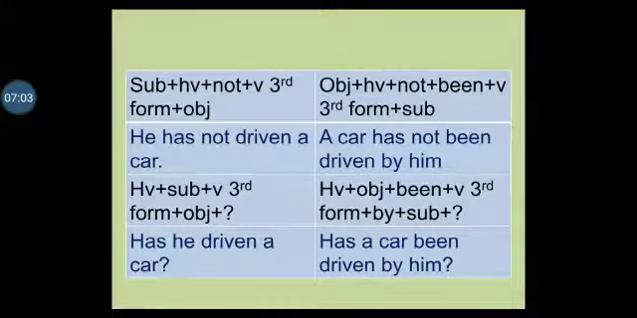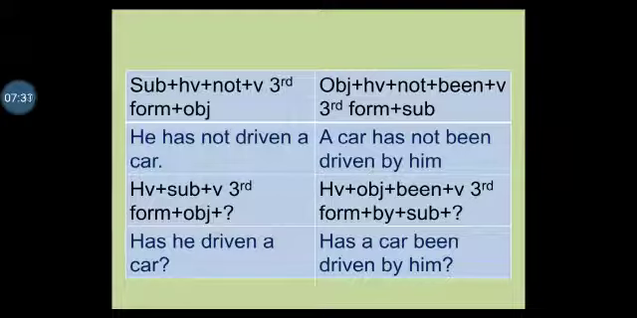In negative form, subject plus helping verb plus not plus verb third form plus object. He has not driven a car. In passive voice, object plus helping verb plus not plus been plus verb third form plus by plus subject. A car has not been driven by him.